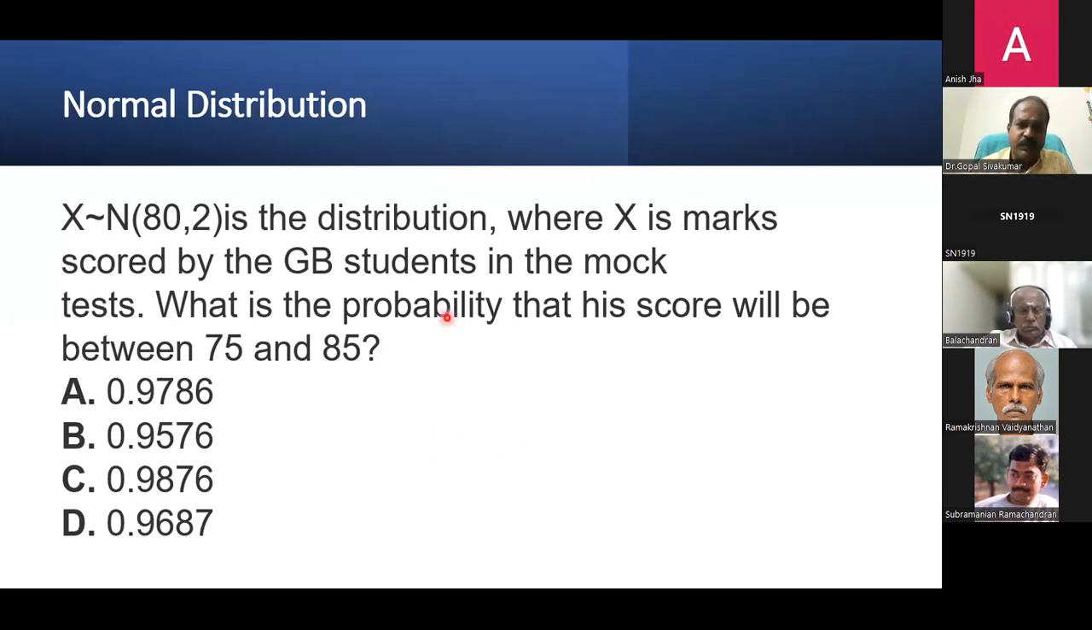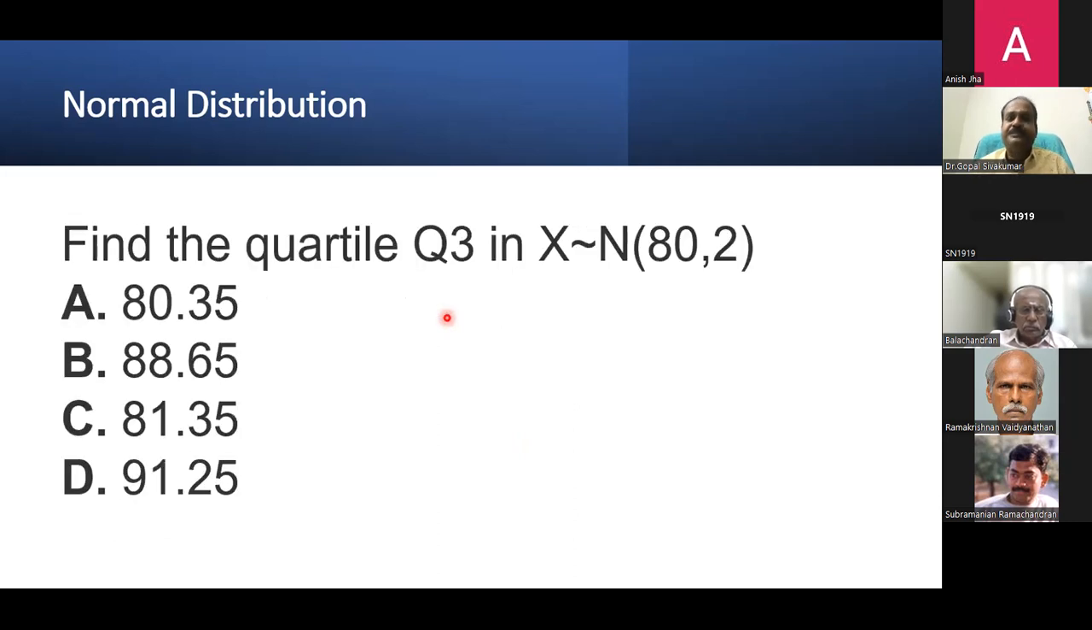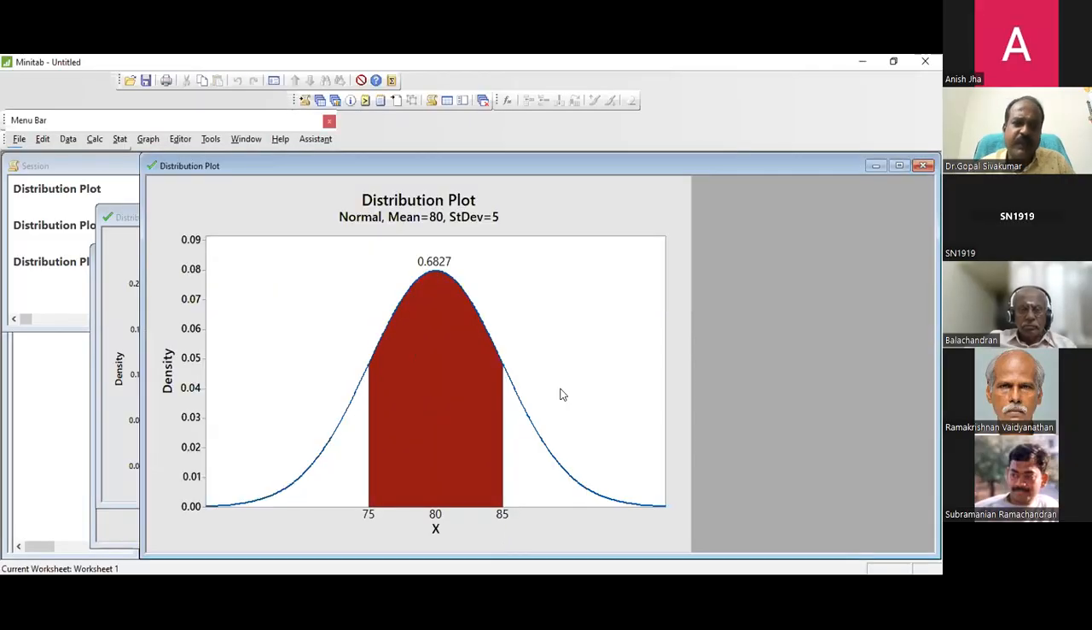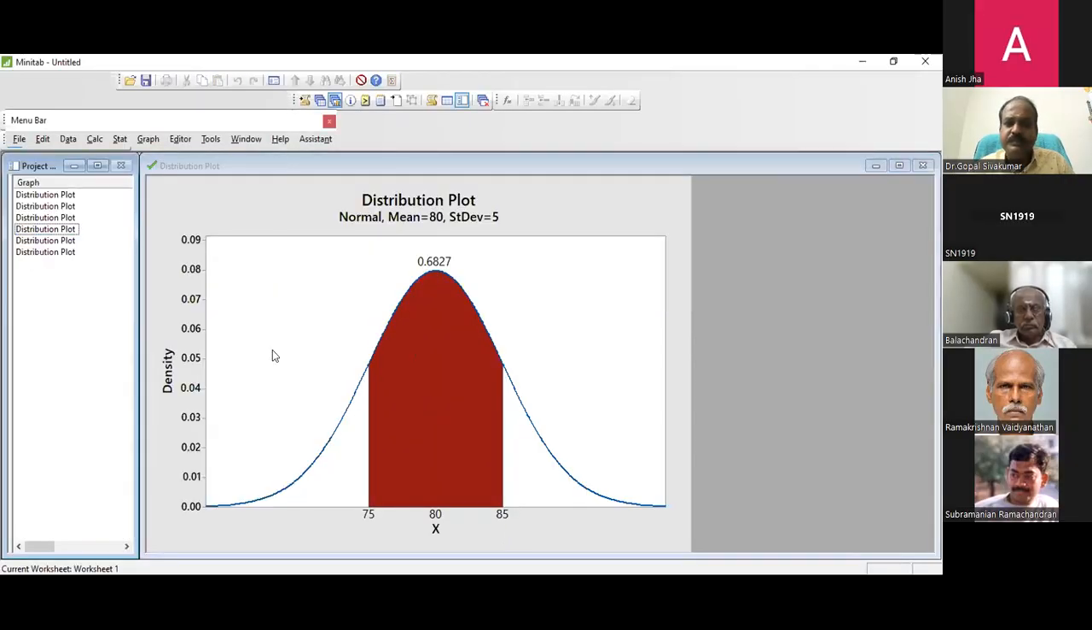All right. So now we are moving on to the next question. Find the quartile 3 in a distribution where mean is 80, standard deviation is 2, and distribution is normal. What is your understanding about quartile 3? Left side is 75%. Left side is 75 or right side is 75? Left side is 75, sir. Okay, so right will be 25.